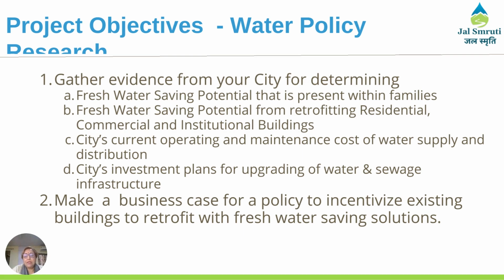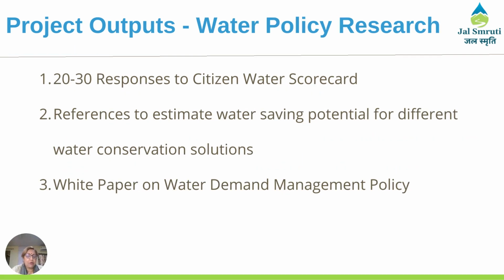Okay, then what are the outputs from the research, from the project you'll be doing? The outputs are basically any tangible things that come out of your research. Number one: 20 to 30 responses on the citizen water scorecard. You yourself have taken the citizen water scorecard, so you understand what it involves.